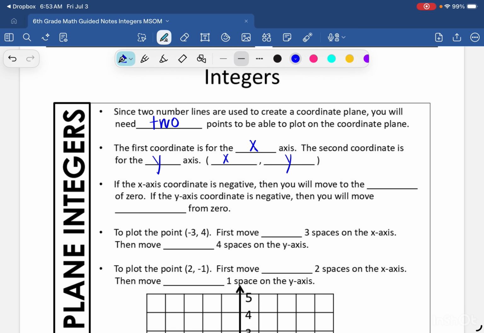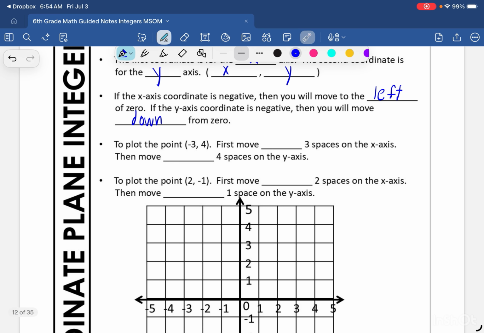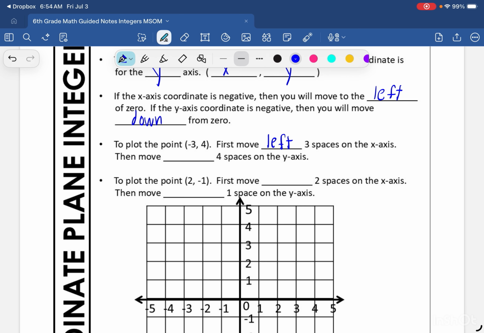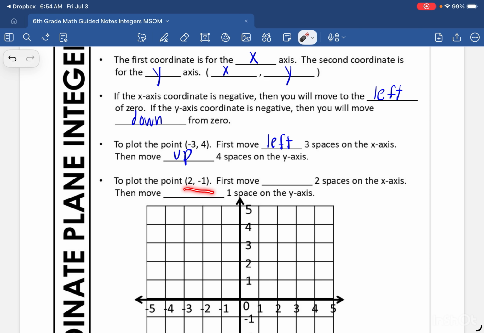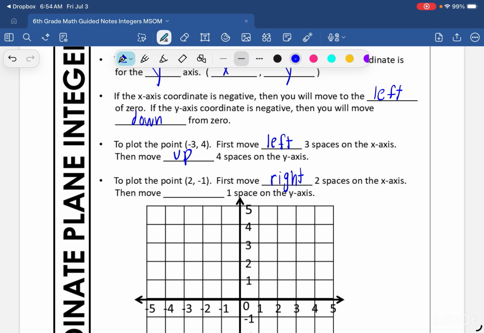If the x-coordinate is negative, then you will move to the left of 0, because on the number line, the negatives are to the left of 0. If the y-coordinate is negative, then you will move down from 0, because on the vertical number line, the negatives are below or down from 0. To plot the point (-3, 4), first move left 3 spaces on the x-axis, then move up 4 spaces on the y-axis. To plot the point (2, -1), first move right 2 spaces on the x-axis, then move down 1 space on the y-axis.